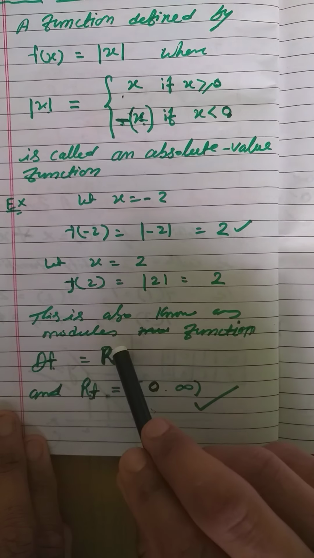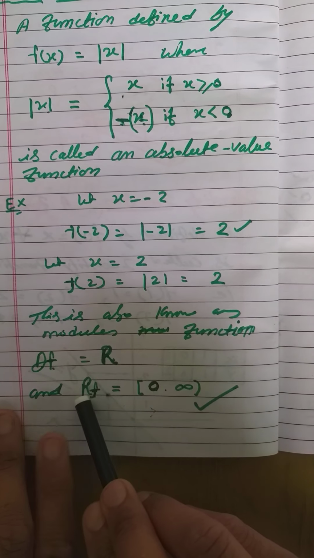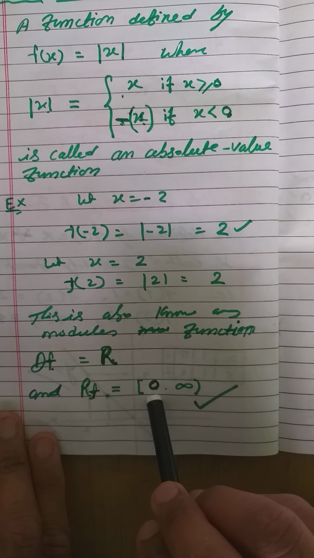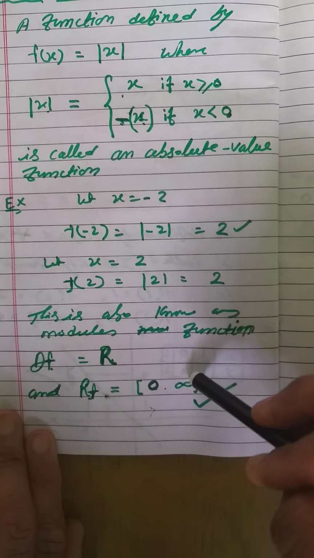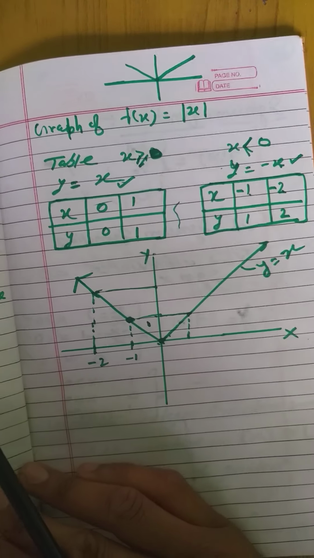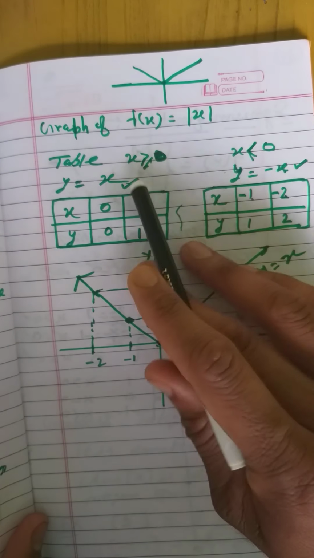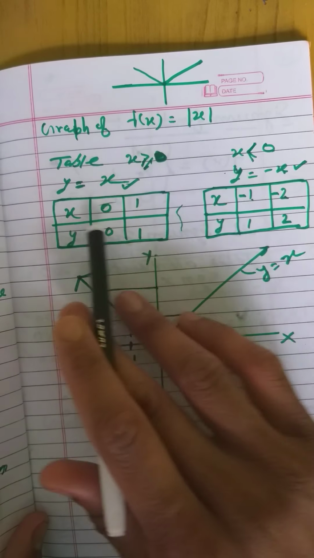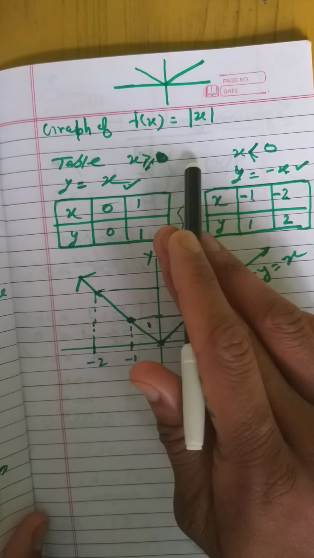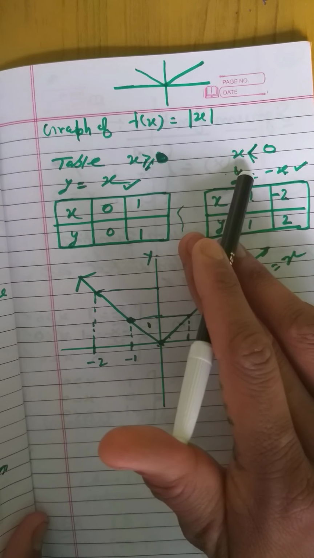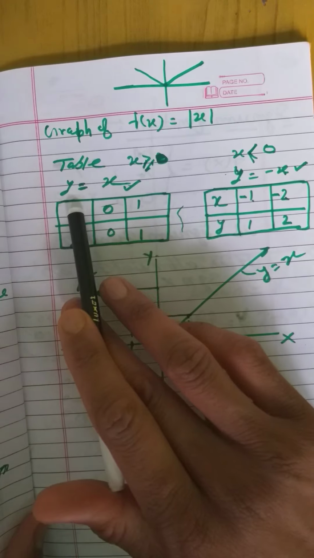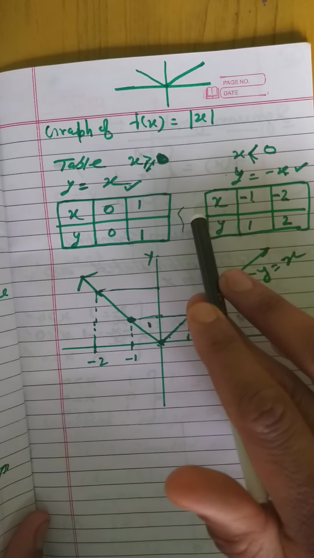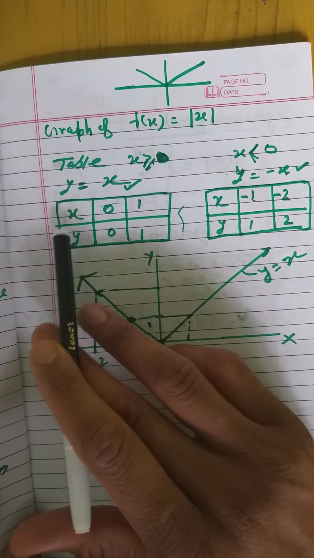The domain of the modulus function is the real numbers, and the range of the modulus function is the non-negative real numbers, that is, [0, infinity), closed at 0 and open at infinity. Next, the graph of the modulus function f(x) = |x|. Here is the table for when x is greater than or equal to 0, and this is the table for when x is less than 0. When x is greater than or equal to 0, y = x. It is like an identity function. If you put x = 0, y will be 0.